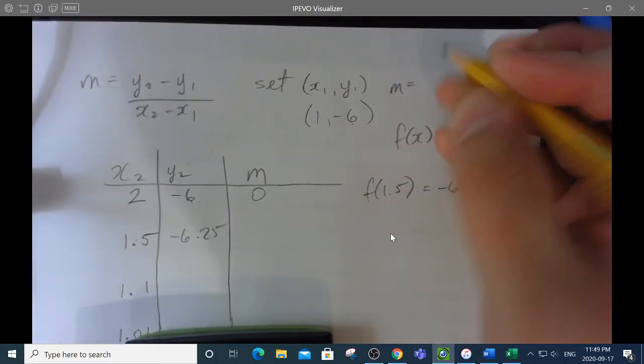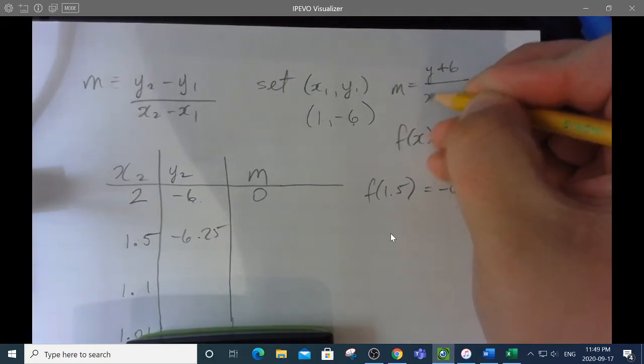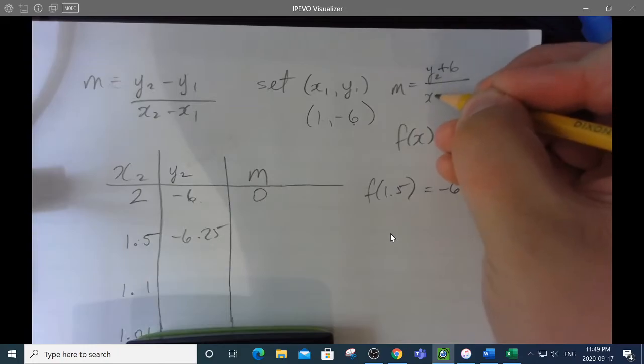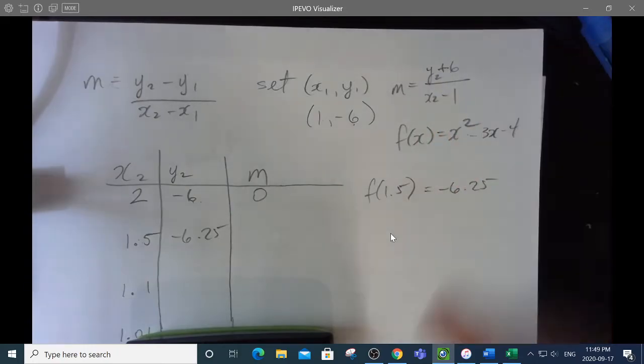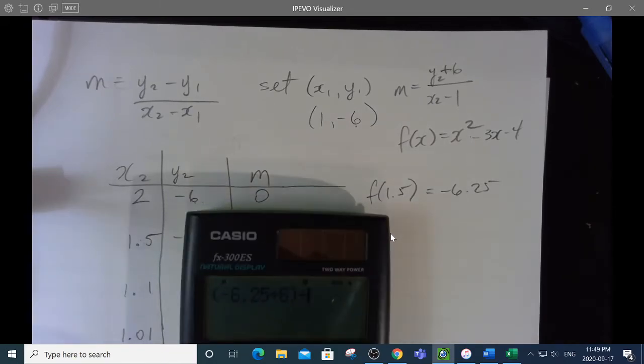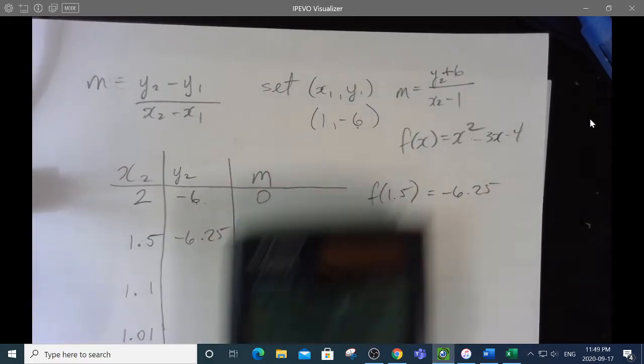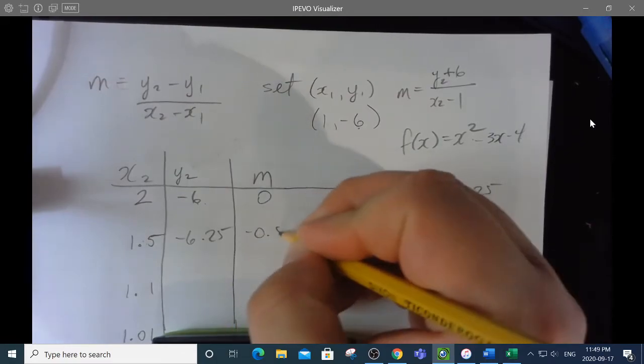M is always going to be my y2 plus 6 over my x2 minus 1. So that's going to be divided by, just making sure I'm punching it right, open a bracket, 1.5 minus 1. And when I close brackets, there's what I get. I get negative 1/2, so negative 0.5. So let's look at the picture.